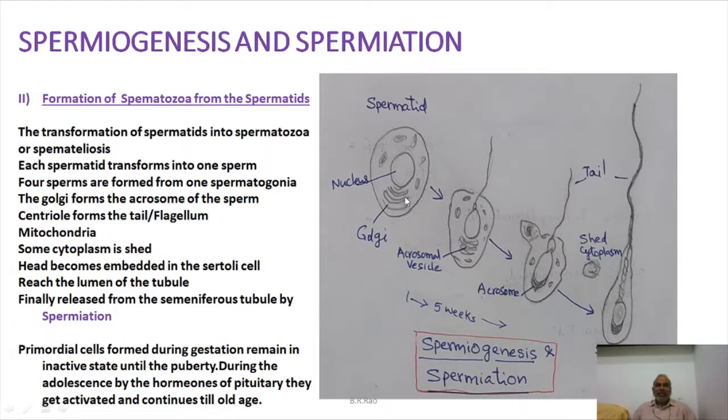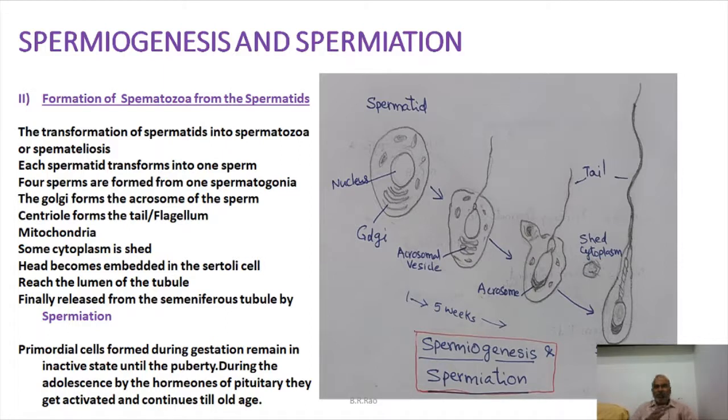And the cytoplasm: in the spermatid a lot of cytoplasm is there, but in the sperm a very small amount is there, indicating that some of the cytoplasm is shed off. Then gradually the head is developed, and the head of the sperm is found embedded in the Sertoli cell, because Sertoli cells are called the nurse cells. They are meant for nursing the sperms, for providing nourishment.